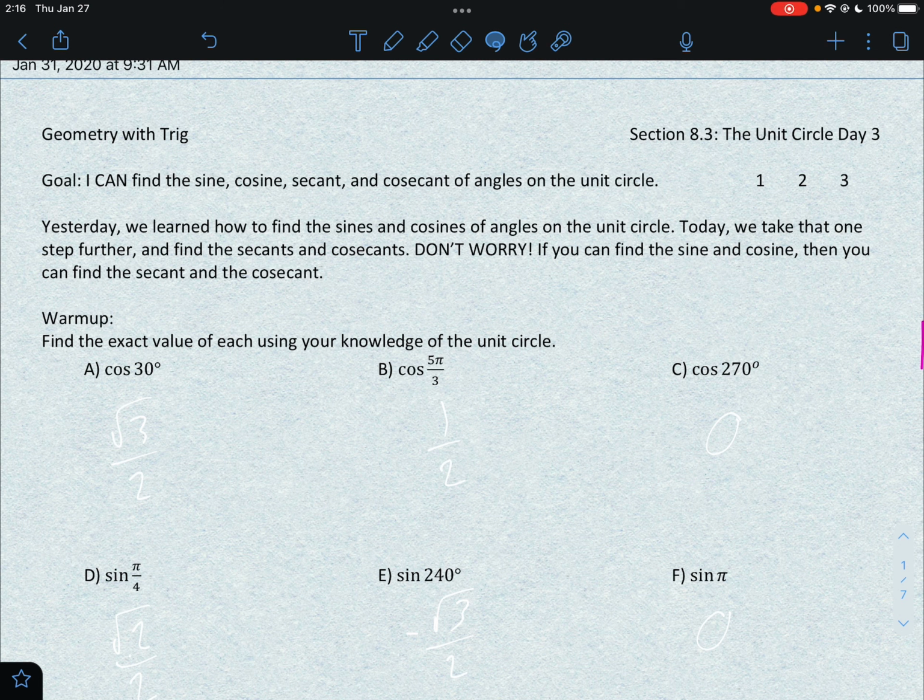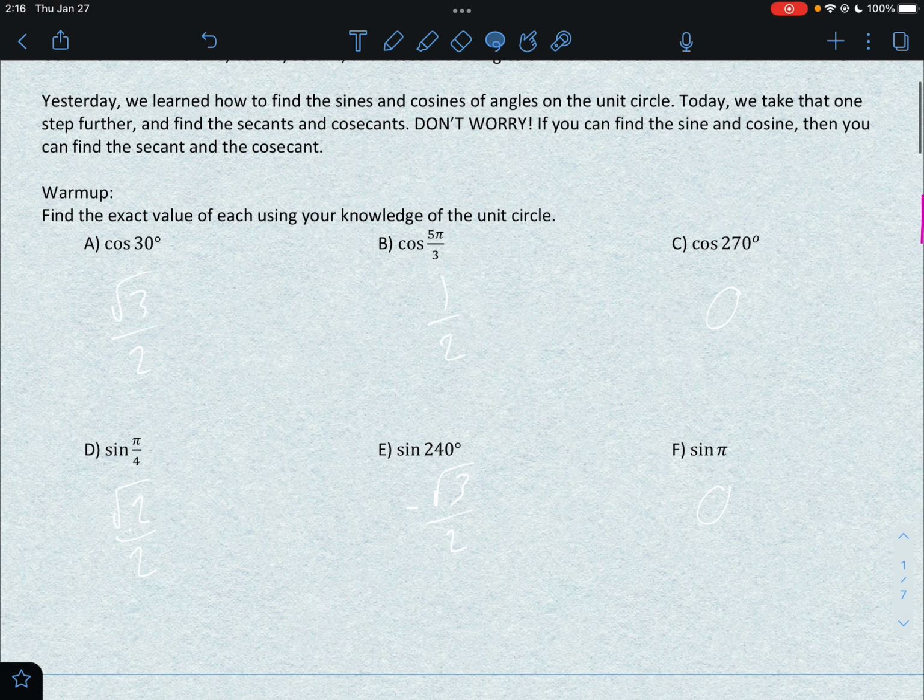Today, we're going to build on what we learned in the last video. So last time we tried to use the unit circle to find the sine and the cosine of specific angles. Today we're going to go one step further and find the secants and the cosecants of it. If you can find sine and cosine, you can find secant and cosecant. I promise. It's not that much more difficult.